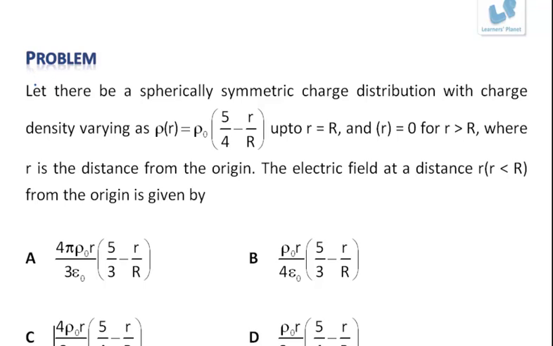Now let us look at the next problem. Let there be a spherically symmetric charge distribution with charge density varying as rho equal to rho naught (5/4 minus r/R) up to r equal to R, where r is the distance from the origin. The electric field at a distance r, where r is less than capital R, from the origin is given by.